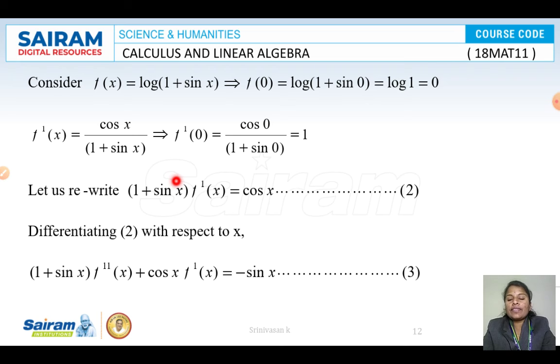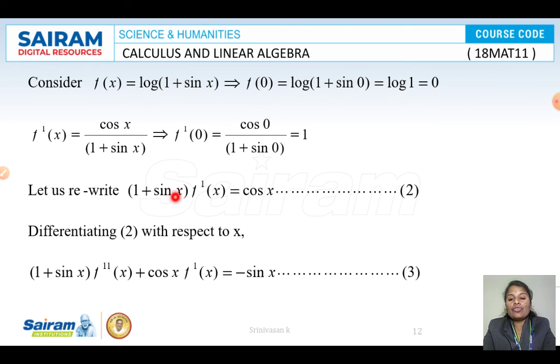And then f dash of x, what is that? Log of 1 plus sin x will be 1 by 1 plus sin x, and 1 plus sin x will go for cos x. So f dash of 0 is cos 0 by 1 plus sin 0, which is equal to 1. Then what we are going to do, little changes. You can do it like this also, but it will become a u by v. So to avoid it, I can use the product rule, which will be easy compared to the quotient rule. So I'm going to choose 1 plus sin x on the left side into f dash of x is equal to cos x.